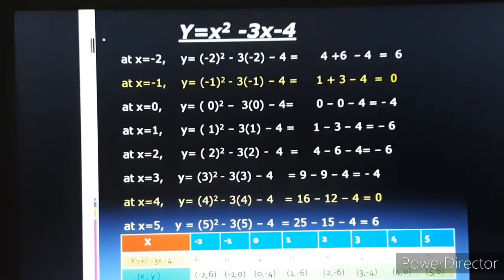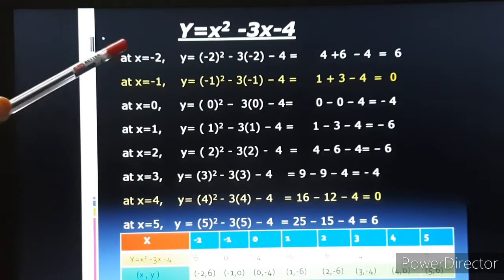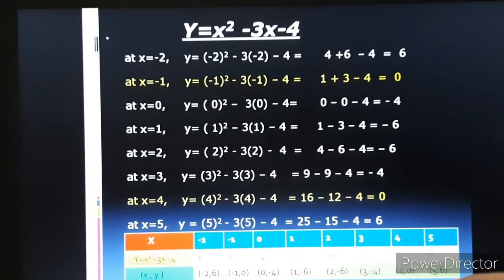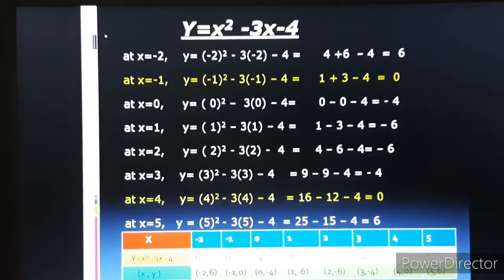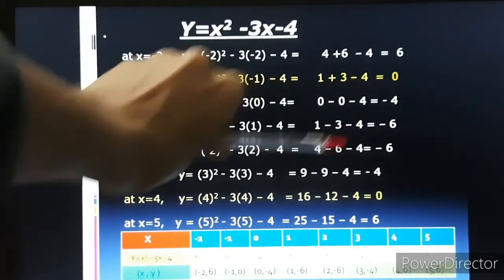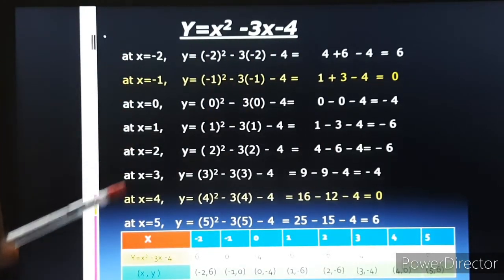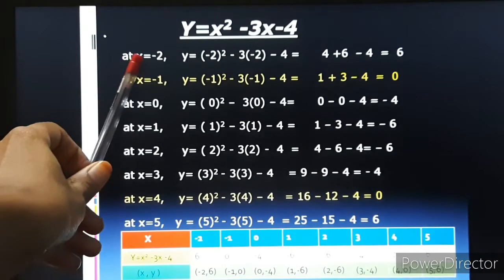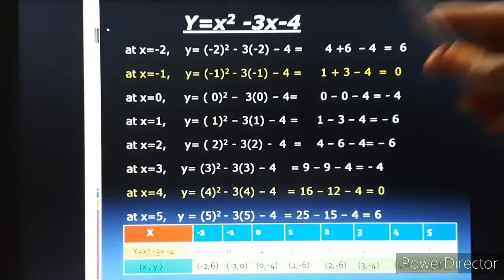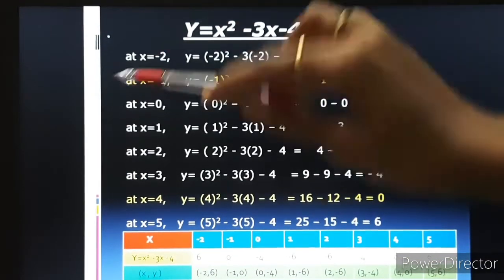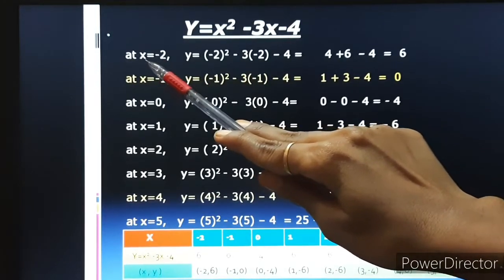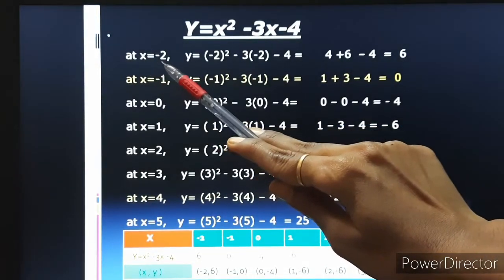Okay. Now, I'll substitute x coordinates right here and I'll get the y coordinate. To draw a graph, we need the x coordinate and y coordinate, right? We have a quadratic polynomial here. Now, I'll substitute x coordinates here. First, I'll take x is equal to minus 2. In the place of x, I have to substitute minus 2.